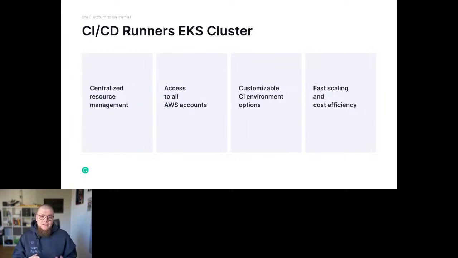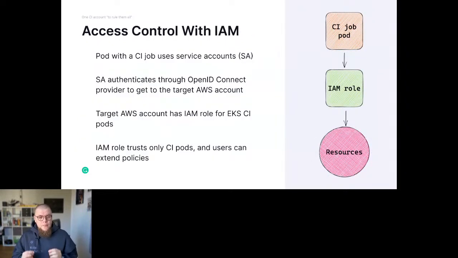While network access is fairly simple and based on transit gateway routing in combination with security group rules, the IAM access was a challenge we needed to solve. How would a CI job in the CI account access other AWS accounts? We leverage service accounts in Kubernetes to solve that.